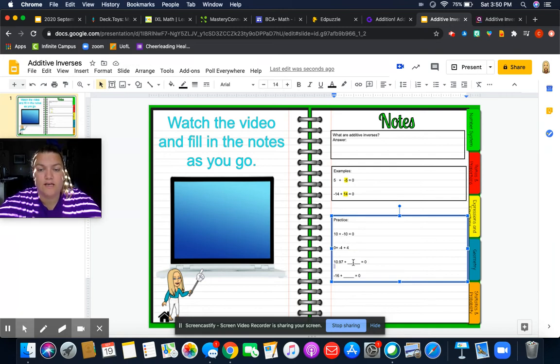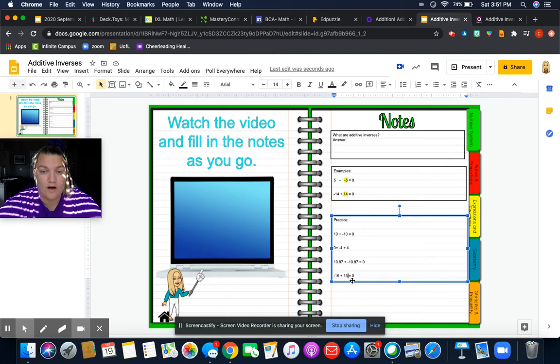So 10.97, we know it's going to start with negative. Negative 10.97 plus 10.97 equals 0. And negative 16, flip the sign, keep your number the same. Negative 16 plus 16 gives us that 0. So our additive inverses were negative 10, 4, negative 10.97, and 16.